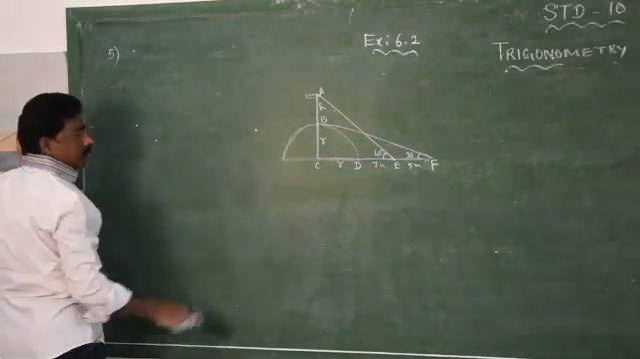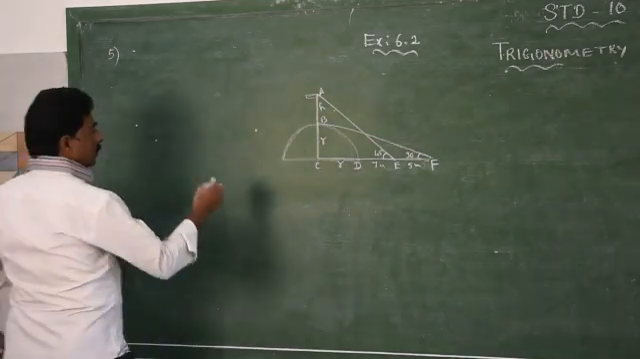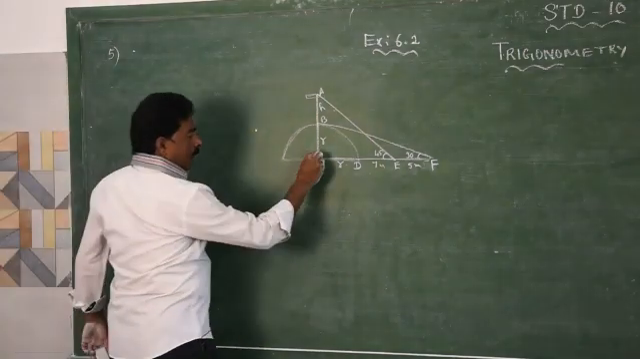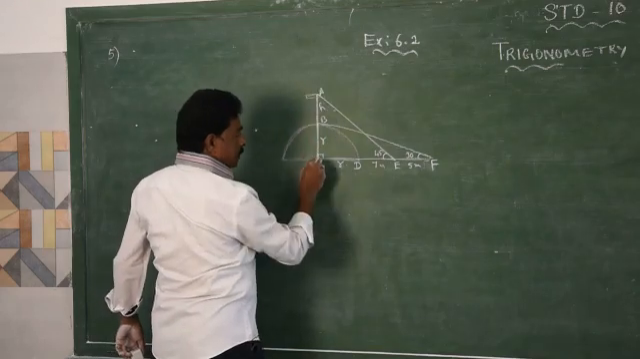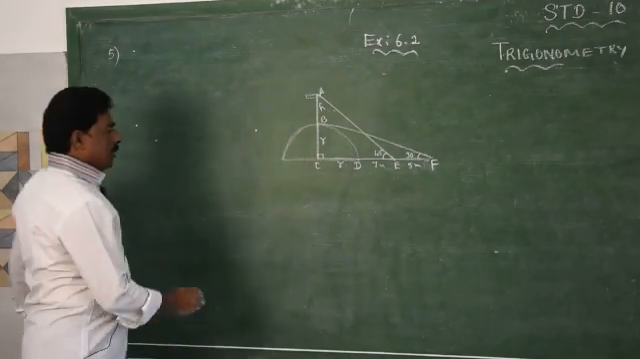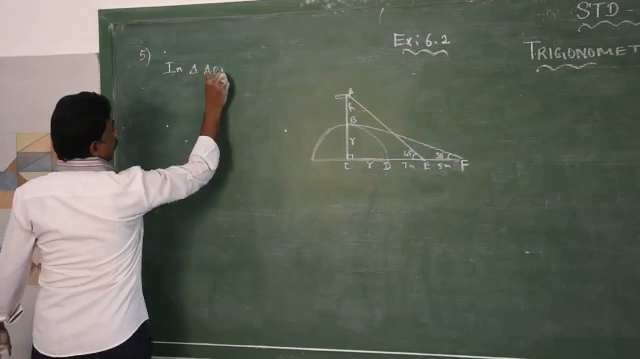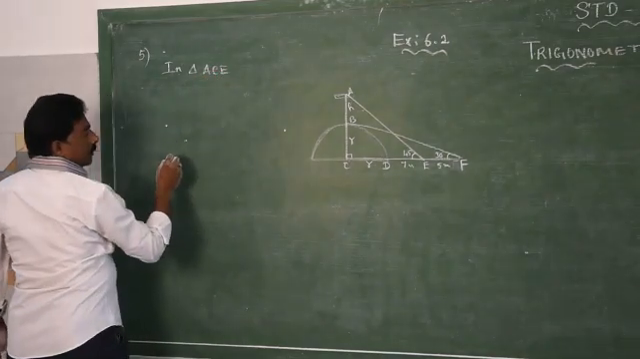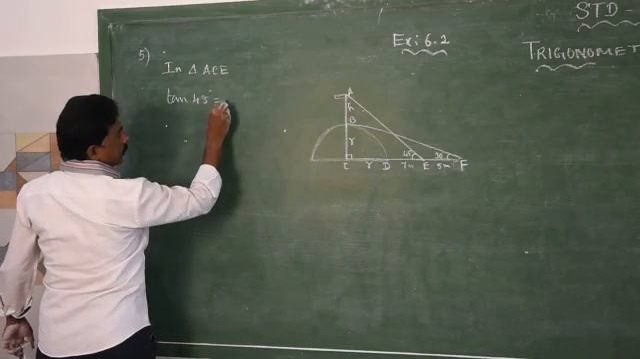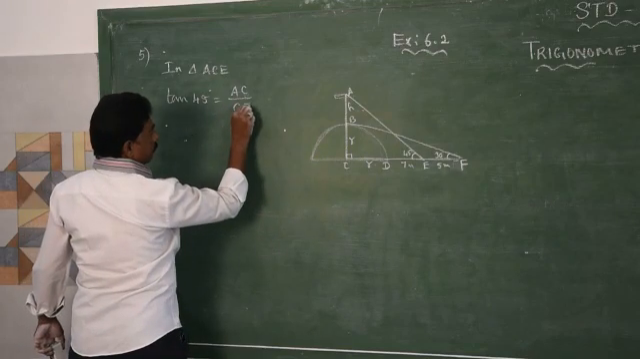So this is a hemisphere. So radius is r and the height of the flagpole is h. So we have two right triangles, ACE and ACF. So in triangle ACE, tan 45 is equal to opposite, AC, by adjacent, CE.